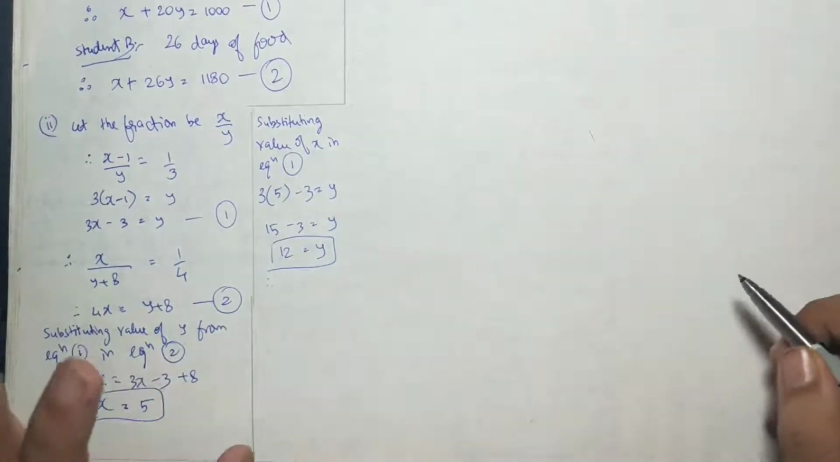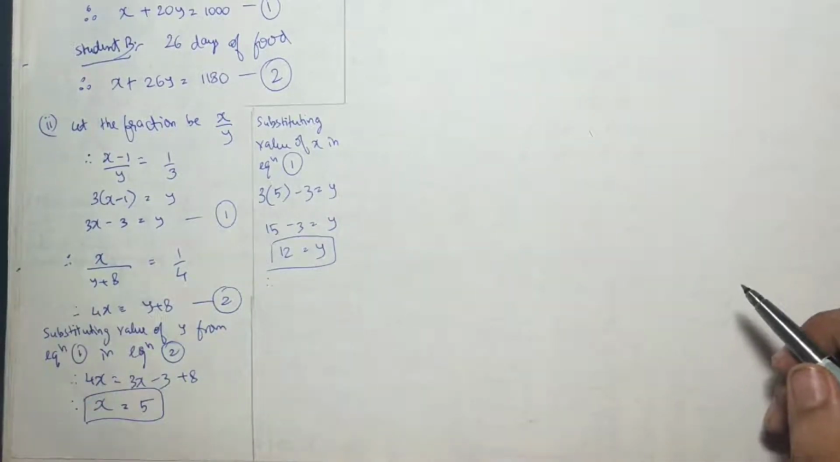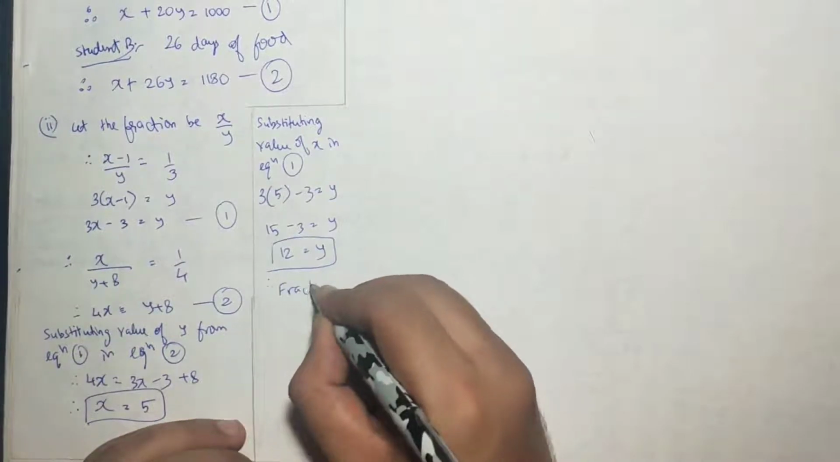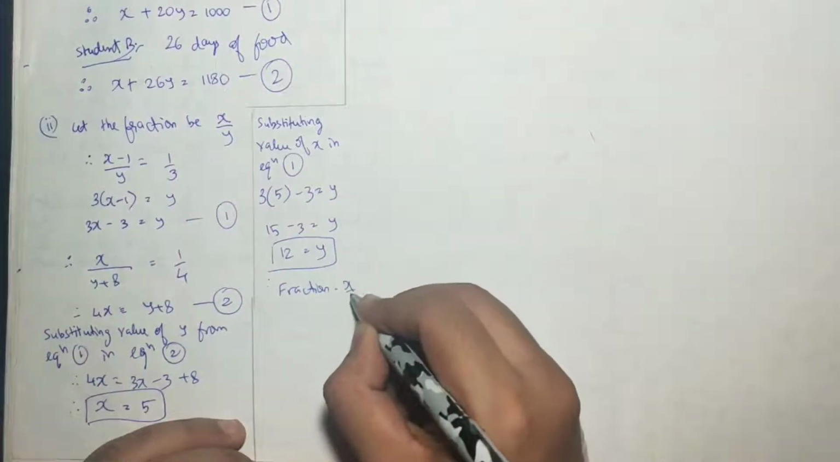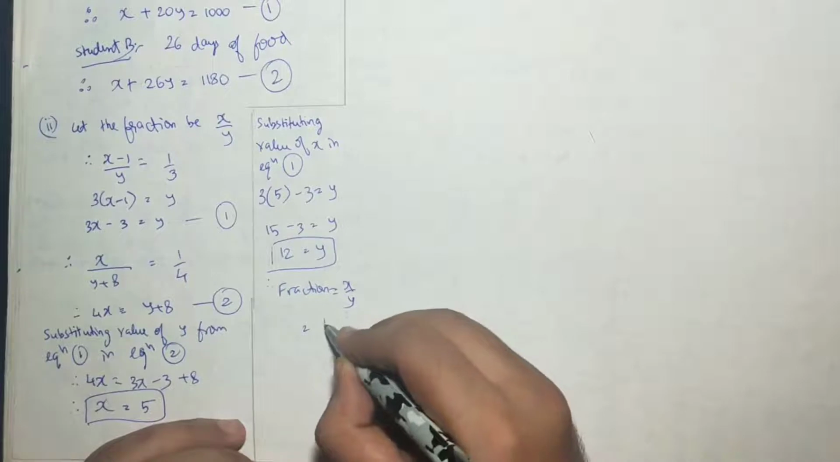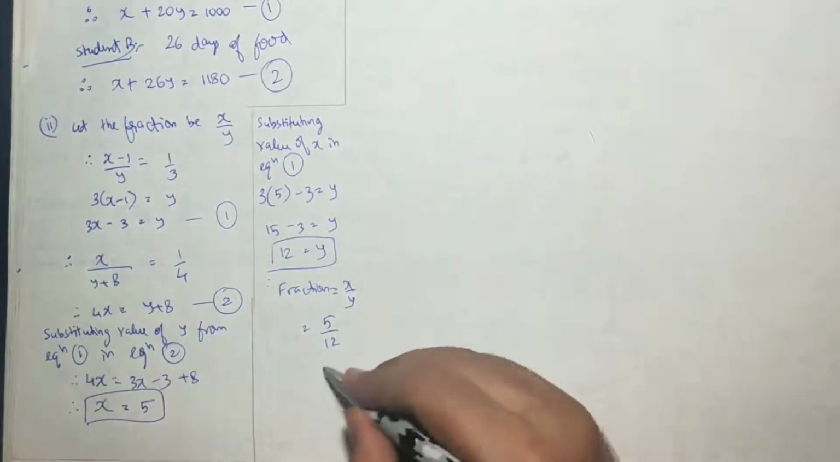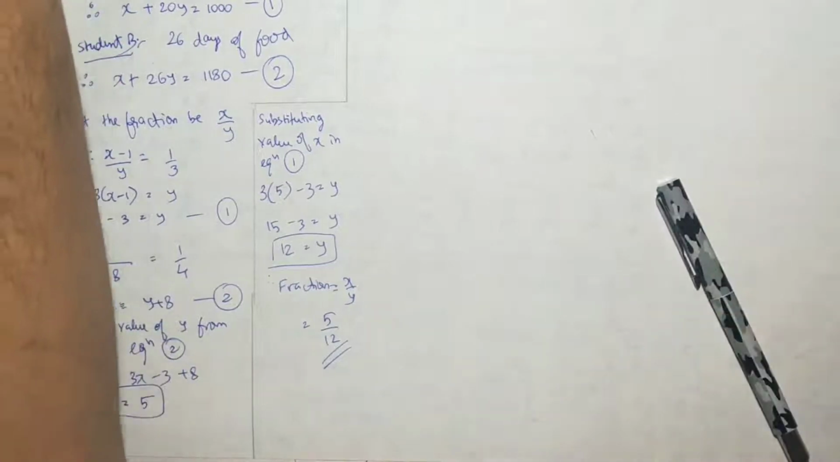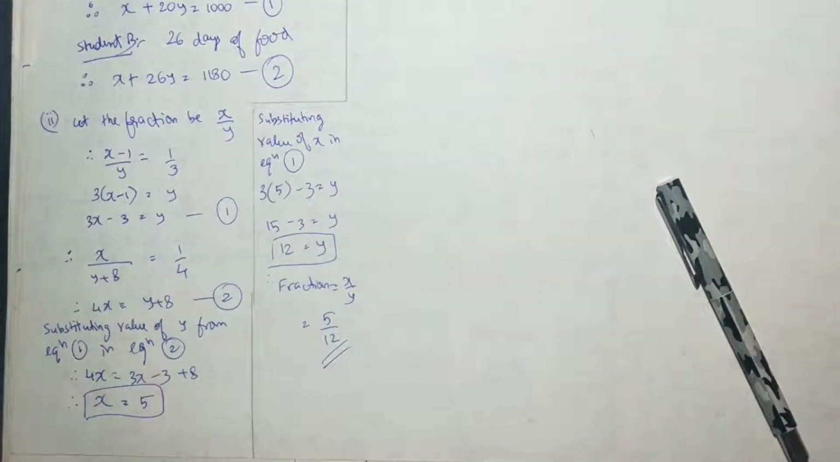But this is not your final answer. The final answer is what is the fraction? Find the fraction. Therefore, fraction will be equals to x by y, that is 5 upon 12. This is your final answer. X was 5 and y was 12. So always remember that the question is asking about the fraction. So your final answer should be a fraction.